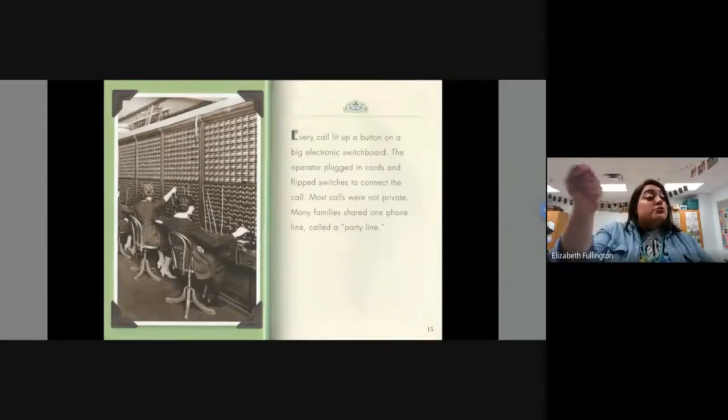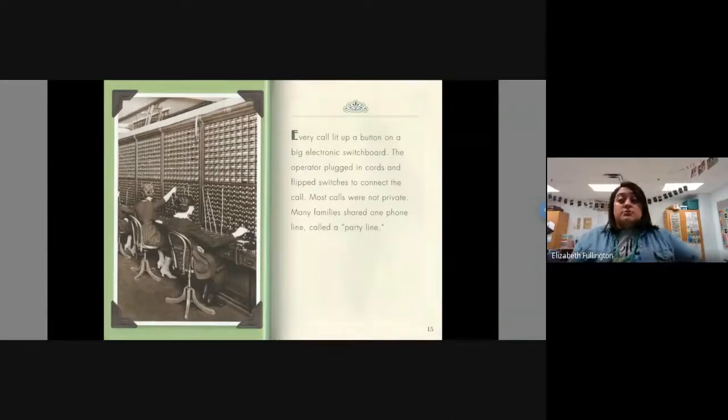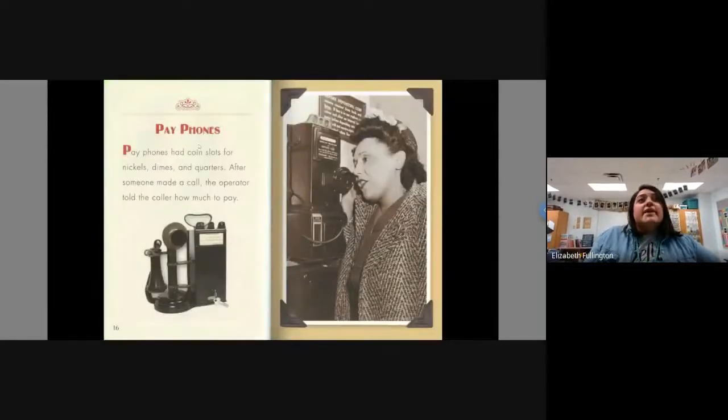They have to pay attention to which switch they're going to switch them to. Like it's the doctor? Mm-hmm. It says payphones. Payphones had coin slots for nickels, dimes, and quarters. After someone made a call, the operator told the caller how much to pay. So they'll say, okay, Mrs. Susan, you need to pay 50 cents. So that's 2 quarters. So you need to put in 2 quarters and then I can transfer your call.